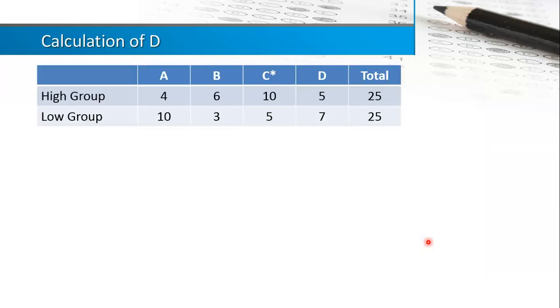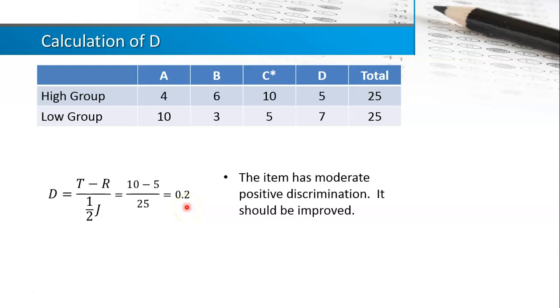Okay, so this is an example, the same example actually, right? So you can calculate here. You take 10 minus 5. Okay, half of T is 25, of course. So 10 minus 5 divided by 25 is 0.2. So we can say that the item has moderate positive discrimination, so it should be improved further for item banking.